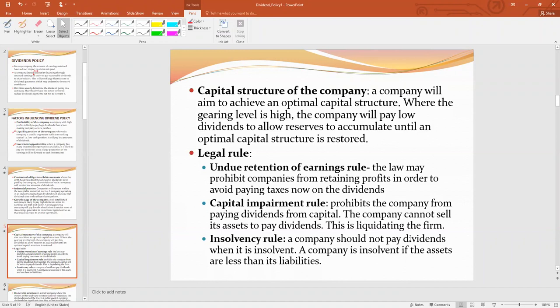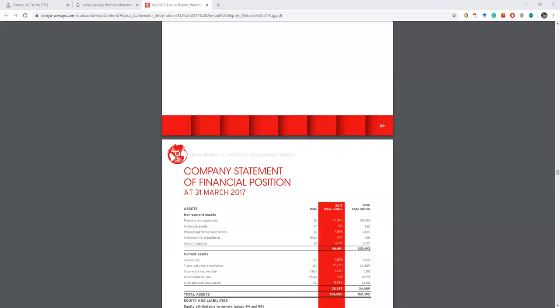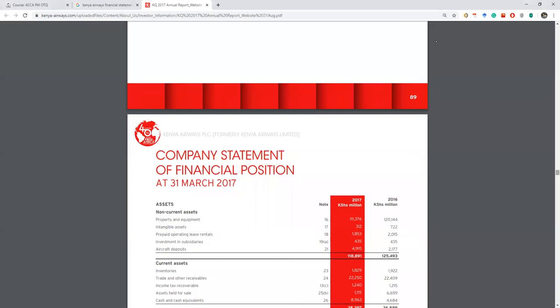Now, we want to share the accounts for KQ, just to show you what we mean by that, because I think last time I checked for KQ, that was their position. These are the accounts of KQ for the year ended 2017. I've just taken it from the internet.